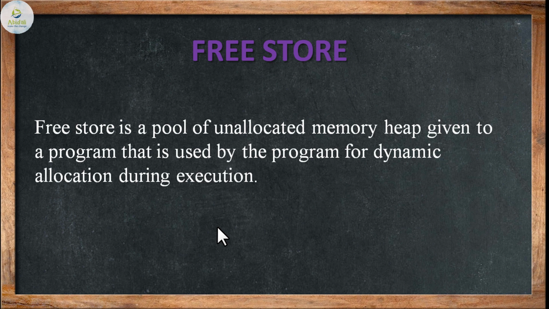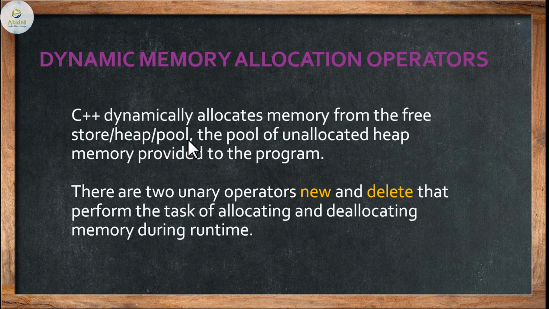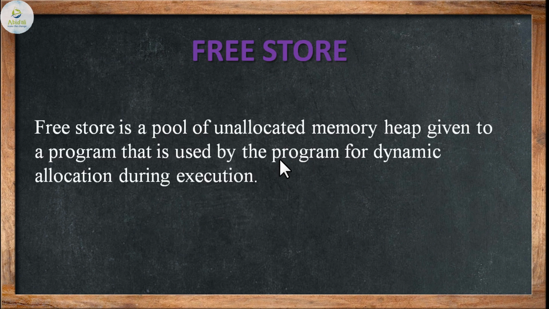Now we have spoken about different memory areas, that is the free store, heap, and pool, and we defined the pool of unallocated heap memory provided to the program. But there is a different definition for the pool and the heap, and we will talk about the definition of the free store. Free store means which is accessible or which is free. When you talk about free, it is nothing but taken for granted, you can say. But here the free store is a pool of unallocated memory.